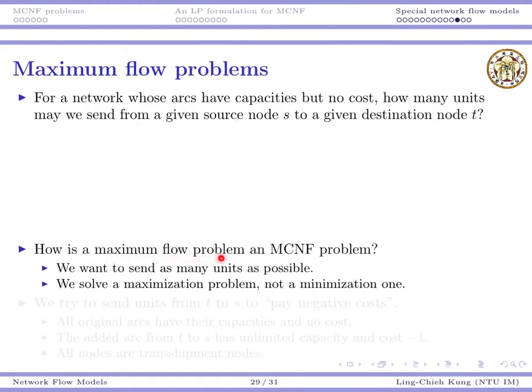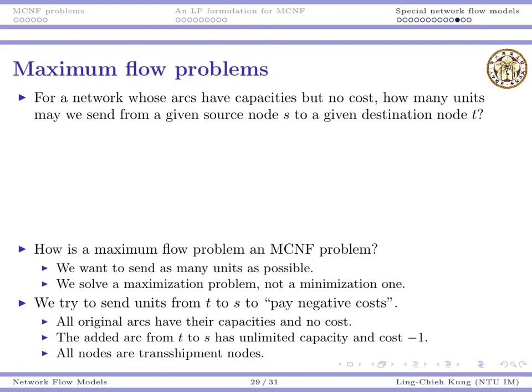How is the maximum flow problem an MCNF problem? Now we really need some creativity, because we want to send as many units as possible. So we are solving a maximization problem, not a minimization problem. Here, the key is the following. We want to send as many units to T as possible, from S to T. So we're going to reward all those flows entering T in the following way. We will try to send units from T back to S with a negative cost.